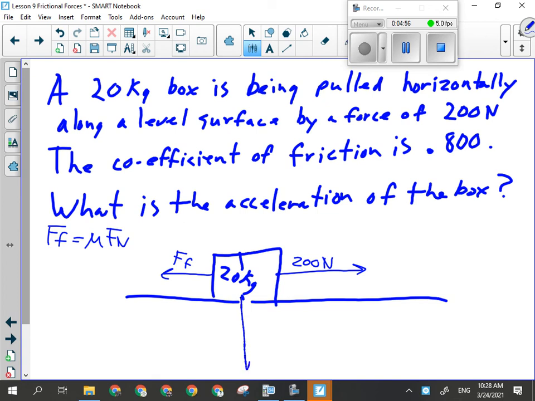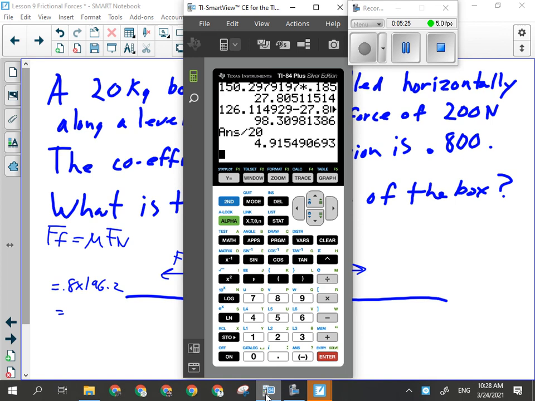Normal force is going to be equal to what force in this situation? Right, force of gravity. It's a level surface. The applied force is straight horizontal, so the box isn't being lifted or pulled down into the table in any way. So these two forces will be equal, 196.2 and 196.2. Now that I have that, I can go 0.8 times 196.2, and I'll have my force of friction.